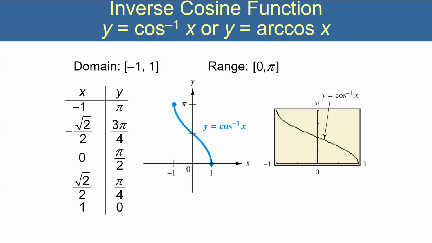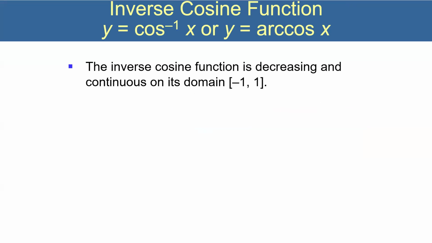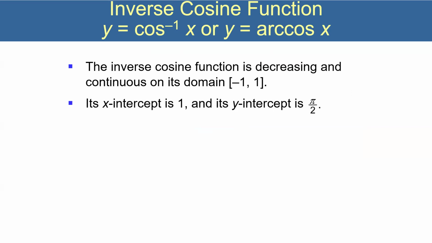That's it. Okay, so takeaways from this graph, we should see that it is a decreasing function. Did we see that it was continuously decreasing? Yes, on the interval from -1 to 1. You should see that your x-intercept is 1, and its y-intercept is at pi over 2. Those are things that we should have taken away from the graph.